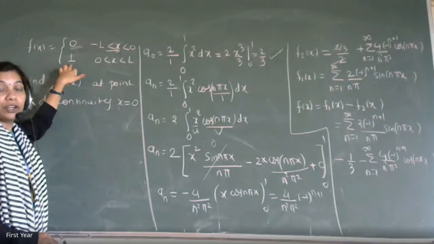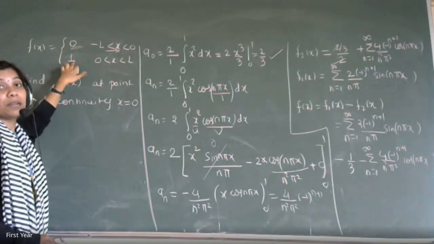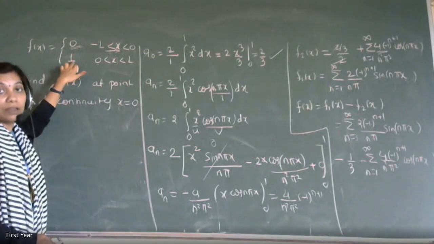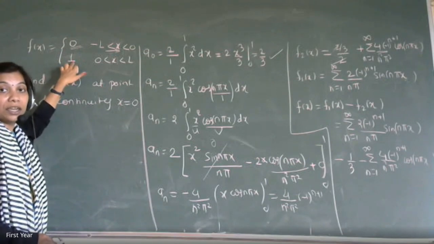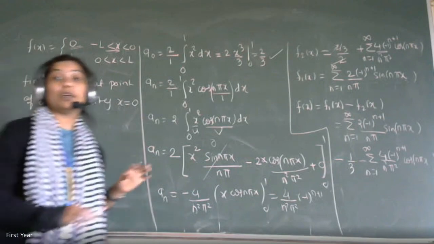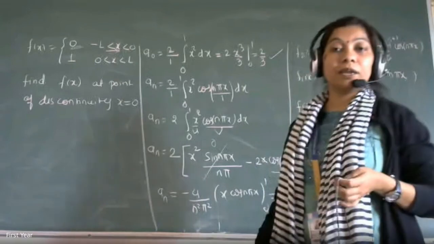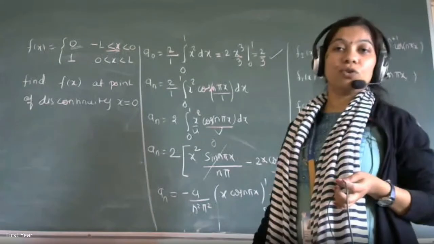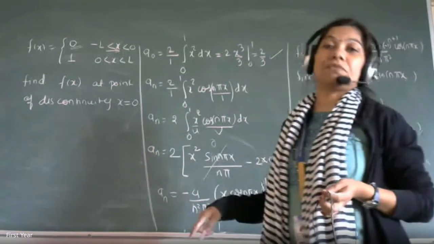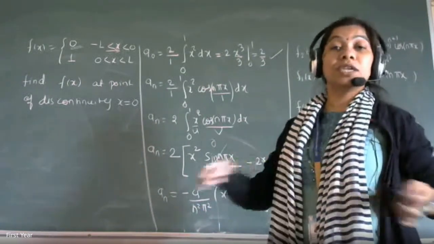Okay, and the definition actually is the average of the left hand limit and right hand limit. At the point of discontinuity, the value of the function is the average of the left hand limit and right hand limit. So what is the average of the left hand limit and right hand limit? 0.5. Half, correct, absolutely right. So your answer will be half. But how are you going to get it? You are going to get it with the help of the Fourier series expansion.